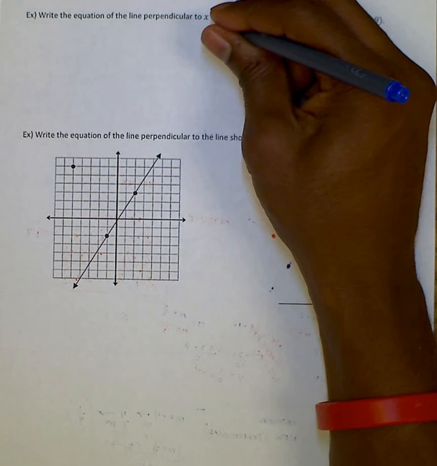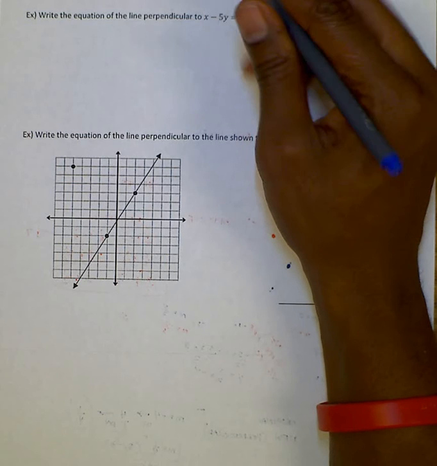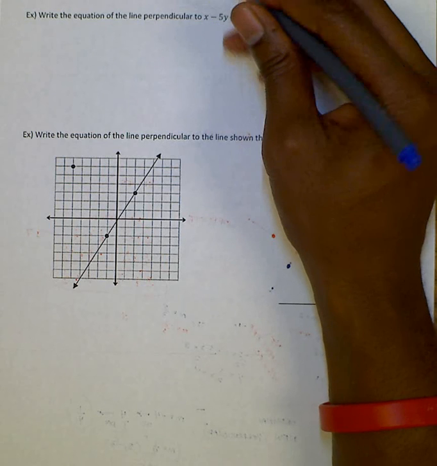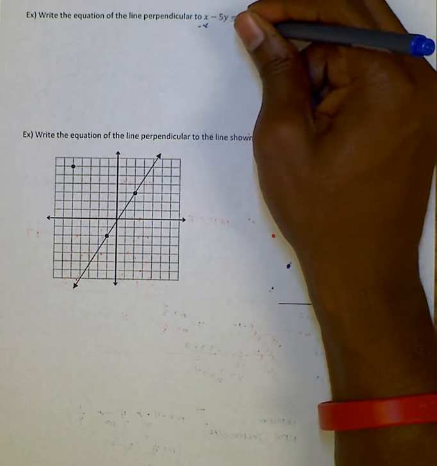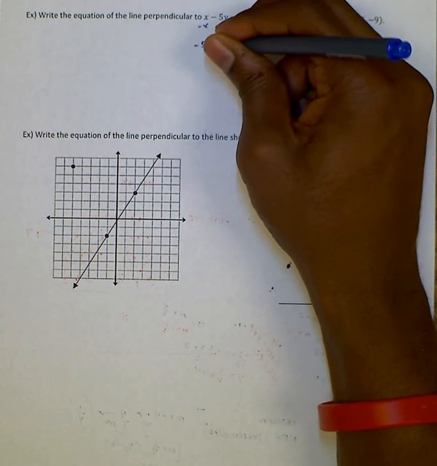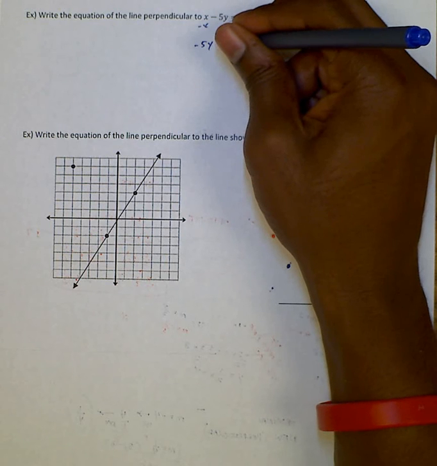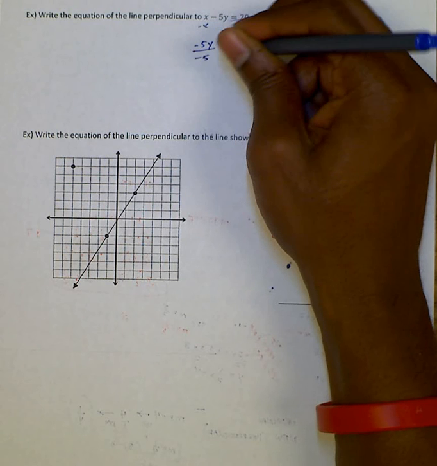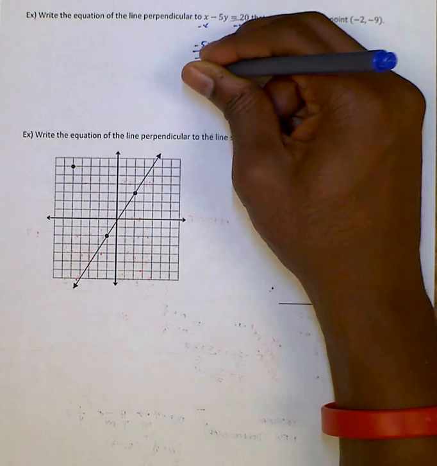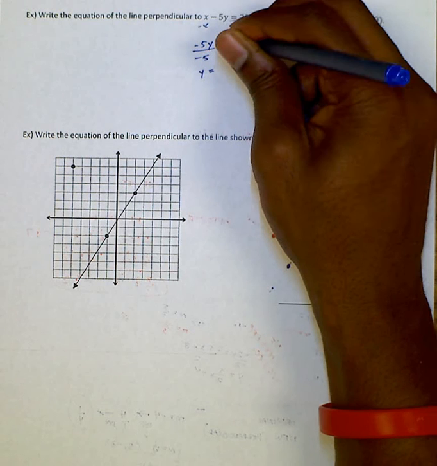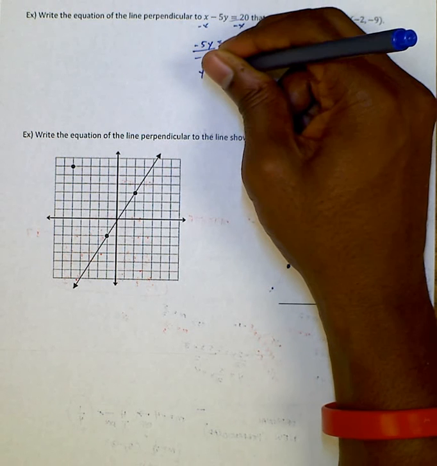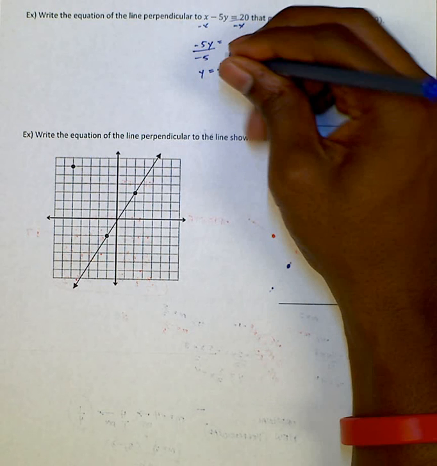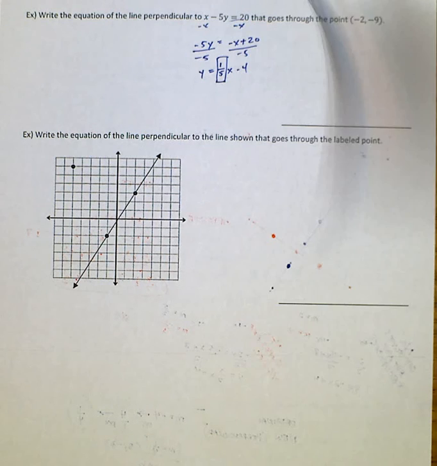Okay, the difference between this problem and the last problem is that this problem is not in slope-intercept form to start, so we have to find the original slope. So we'll subtract x from both sides. Negative 5y equals negative x plus 20. Divide by negative 5. And we'll get y equals, negative divided by negative is positive, so I'll say 1/5 x minus 4. The important part here is finding that our original slope was 1/5.